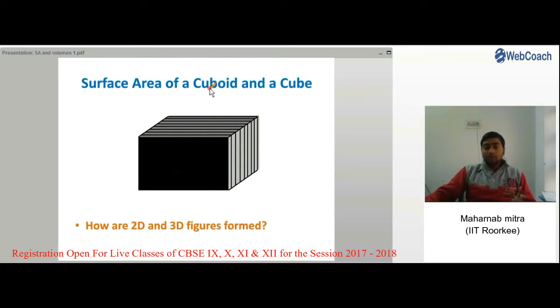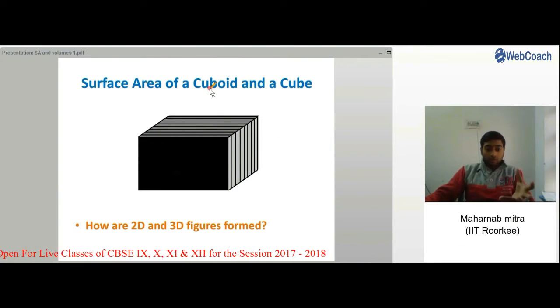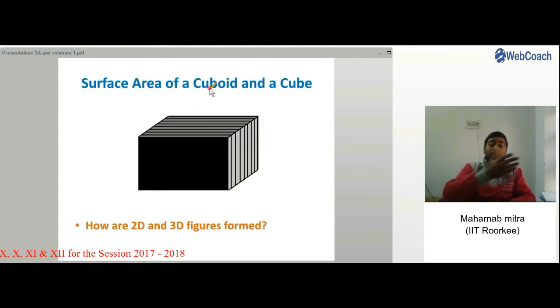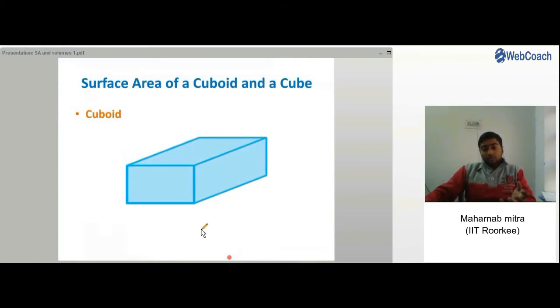So this is how we can classify three-dimensional figures, and how we have obtained three-dimensional figures from two-dimensional figures and so on, starting from a zero-dimensional point. I think you have got the entire concept.